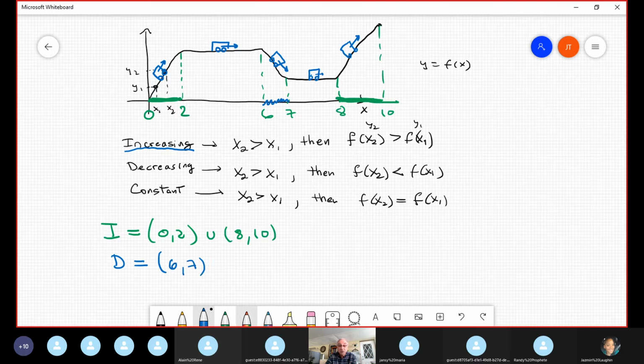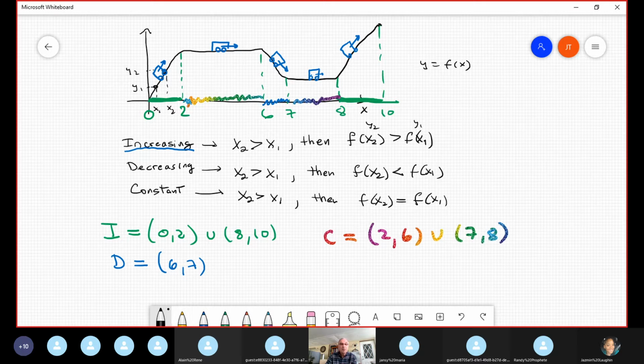And it's constant. Let me use another color, rainbow color, for constant. In this interval, from 2 to 6 and from 7 to 8. So it's 2 to 6 and 7 to 8.